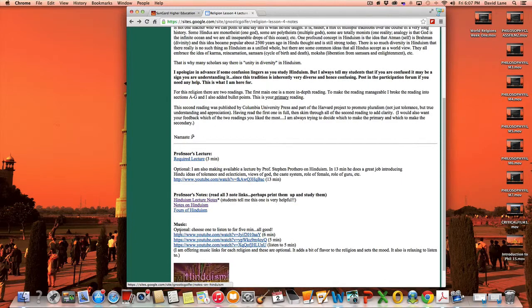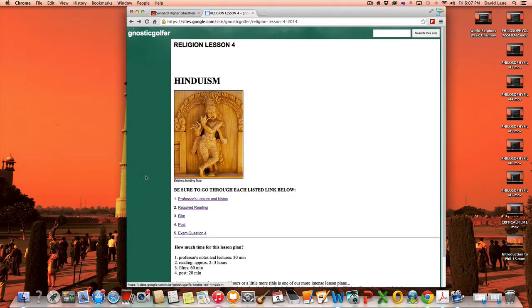In each religion, after the lecture, you'll see a section called music, and it's optional to listen to, but it really sets the mood for the religion. There are Hindu chants, and Buddhism has the Buddhist chants as well. Christianity, I have it. Islam, I have it, singing from the minarets. So it really adds a flavor to the class if you were to open those music links, but it's not required.